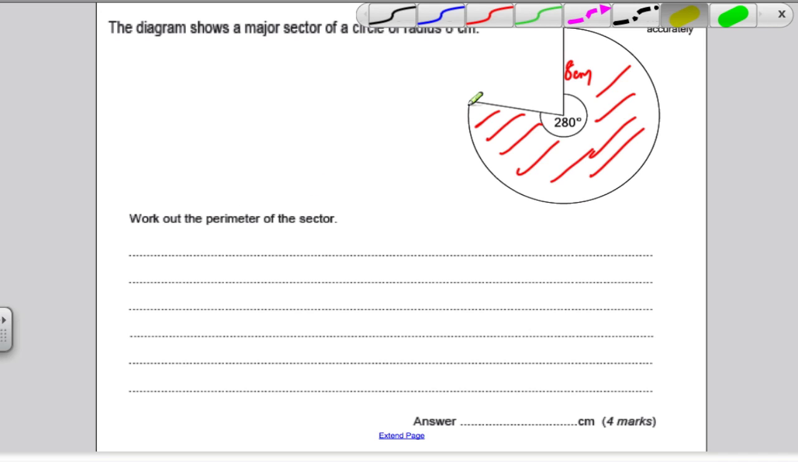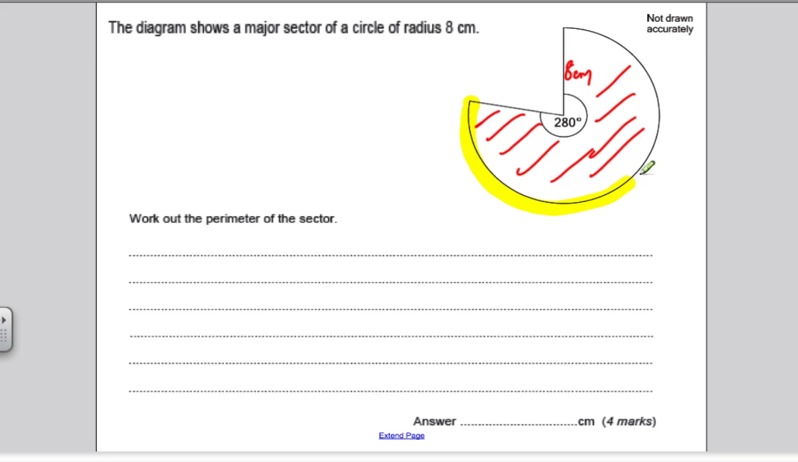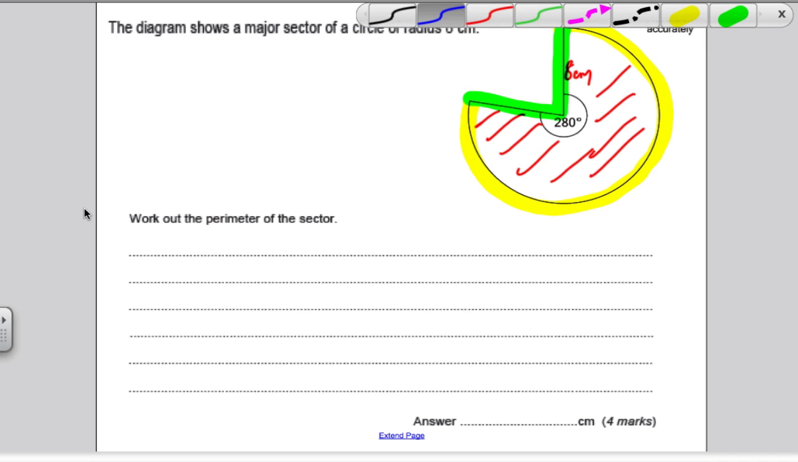Well, perimeter of the sector is the curved distance here, but don't forget we're going to have to add in this distance and this distance. They haven't asked us for the arc length, they've asked us for the perimeter of the shape, so therefore it includes the 2 radii. Okay, so let's work out the curved length first of all, as we always do.